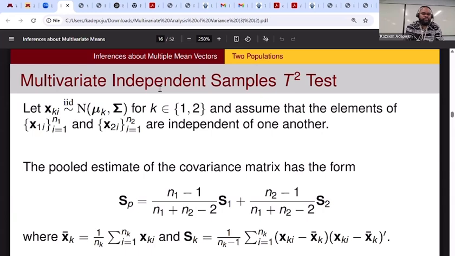So we're going to have a situation whereby you can see the X_ki identically and independently normally distributed with a mean and covariance. Now, K here means I'm only focusing on two groups. But when I'm focusing on two groups, in group one the number of variables of interest is going to be more than one, and in group two the number of variables of interest is also going to be more than one. That's what we mean.